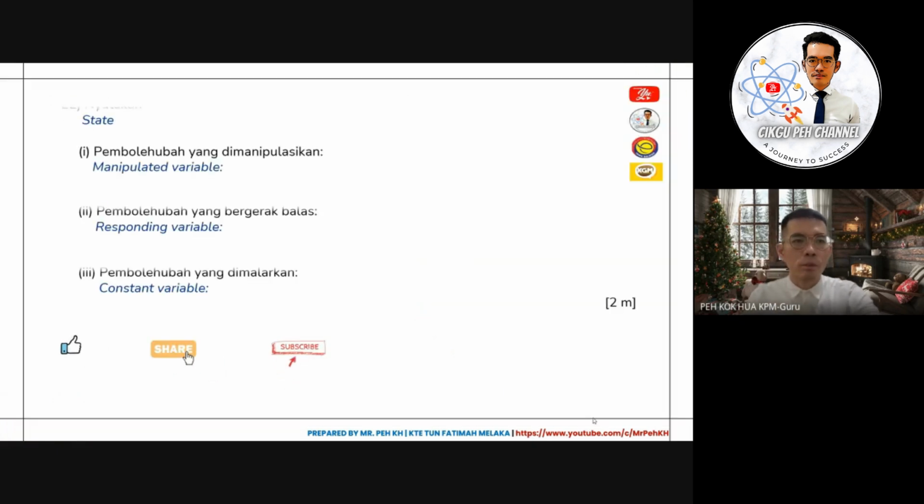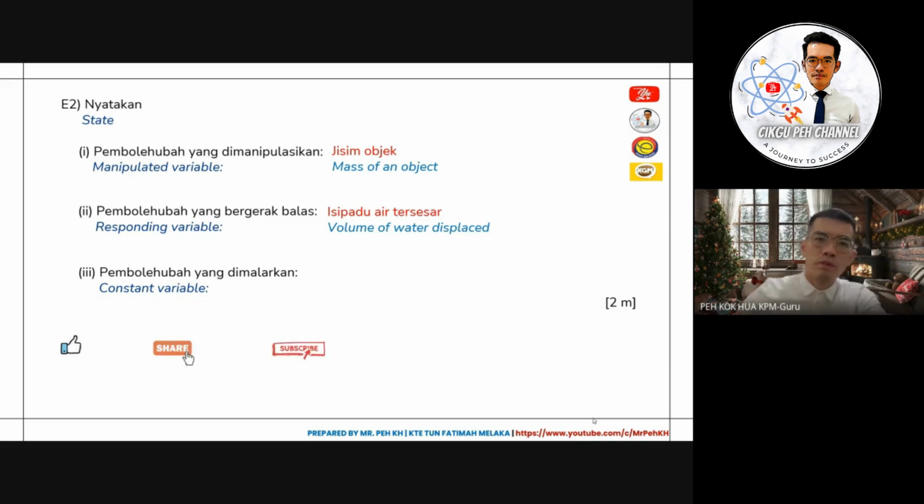Okay, so this will be the second extra question, which is related to the variables. First is the manipulated variable. We explained it just now. This is related to the mass of the marbles. You can give mass of marbles or you can just give mass of an object. Both are accepted. Then the responding variable, which was also mentioned already, is the volume of water displaced. These two, wherever you answer them correctly, will be 1 mark each.